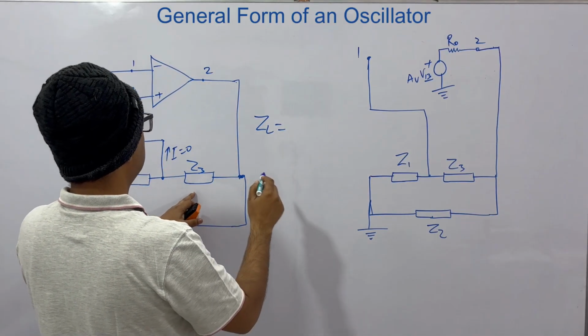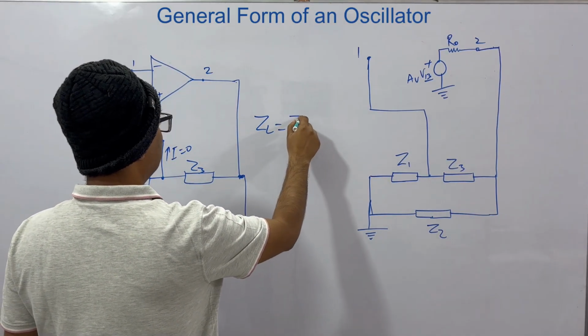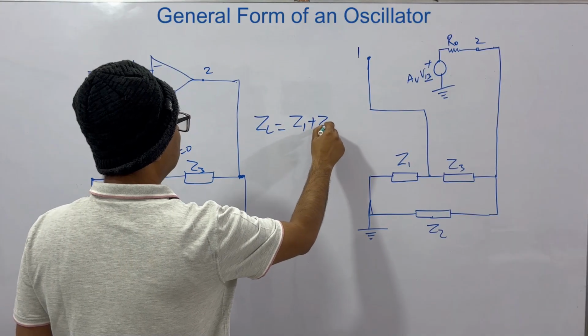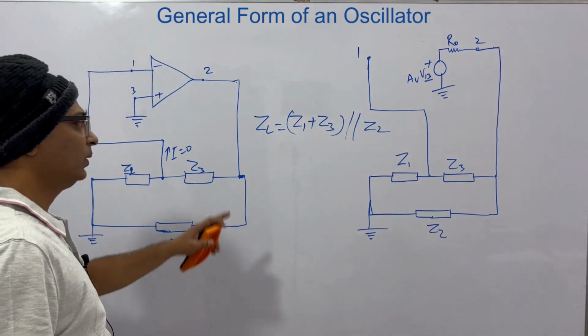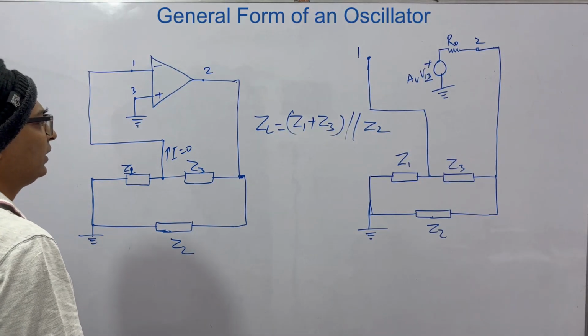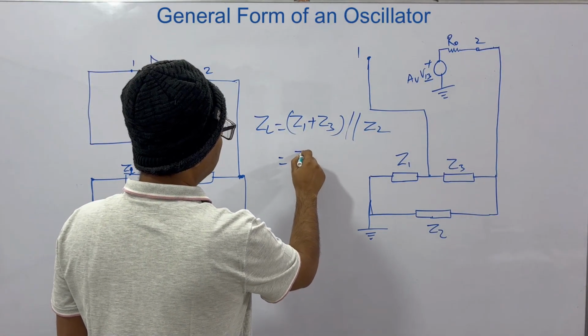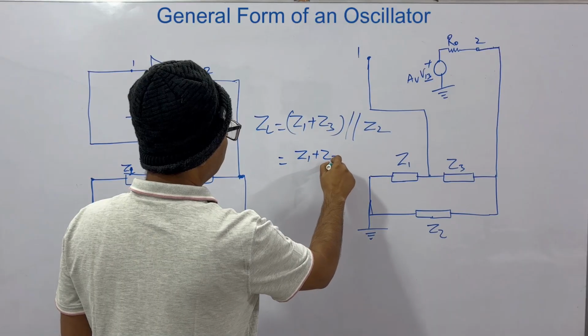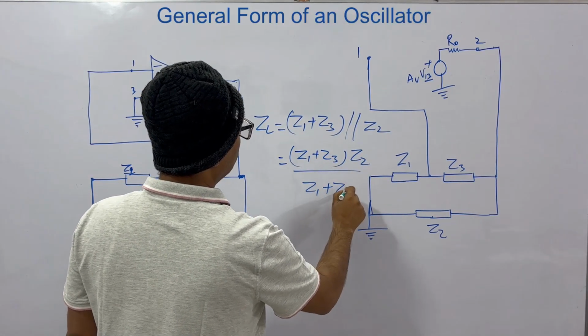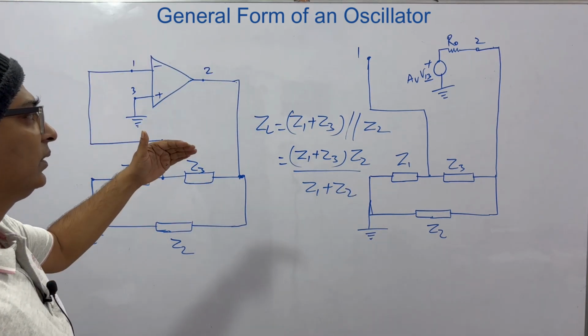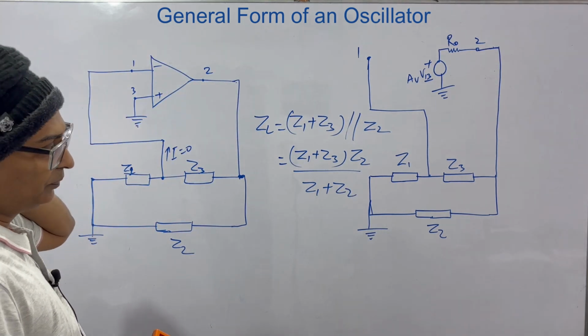See, Z1 plus Z3, this I is 0. So Z1 plus Z3, these are in series, parallel Z2. Okay, clear? What will it be? It will be Z1 plus Z3 into Z2 by Z1 plus Z2 plus Z3. See, keep on writing whatever I am telling you.